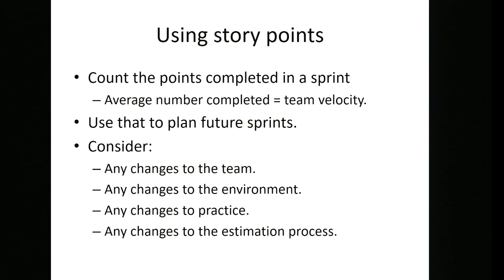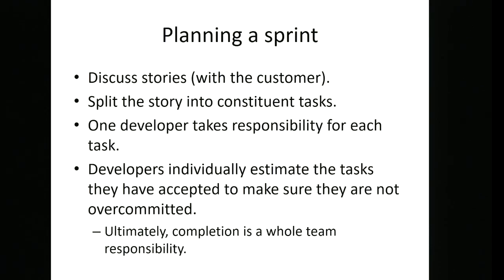So how do we use story points? Well, we want to count the points that we're completing in a sprint. So this is one way of doing it. And then you can use that to work out your velocity. So how many story points you're completing in a sprint is your team velocity. So you might have your first few sprints trying to understand your velocity, and then you use that to plan future sprints. You need to consider changes to things like the team, the environment, any changes to the practices you're using, and of course any changes to the estimation process. So if you redefine how you define a point.